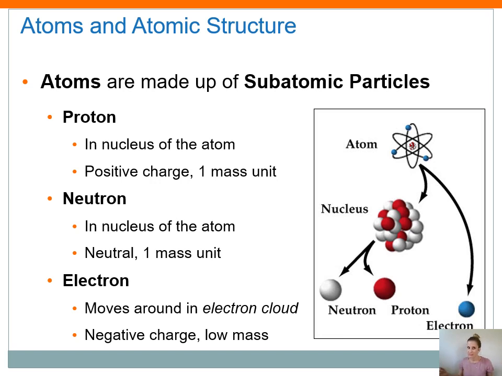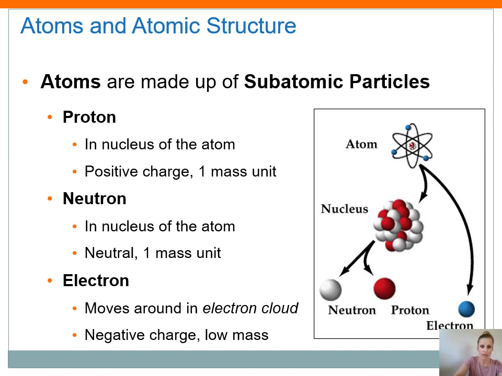Different types of atoms have different numbers of these things. The protons and neutrons are in the nucleus. The electrons are constantly moving around in the electron cloud. So let's look at the characteristics of each of these particles.